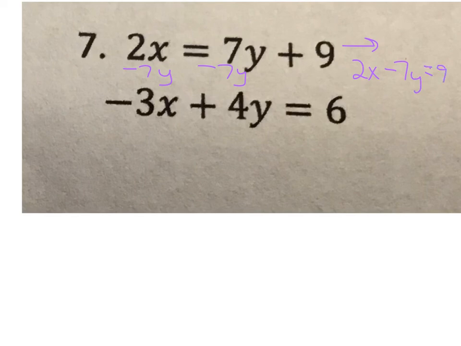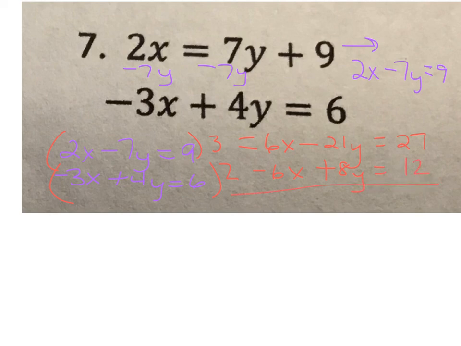So now my two equations that I'm going to work with are 2x minus 7y equals 9, and that original bottom one, negative 3x plus 4y equals 6. So I'm going to use elimination. I'm going to multiply the top one by 3, and I'm going to multiply the bottom one by 2. That way I can eliminate my x's. So my top equation turns into 6x minus 21y equals 27. My bottom one turns into negative 6x plus 8y equals 12.